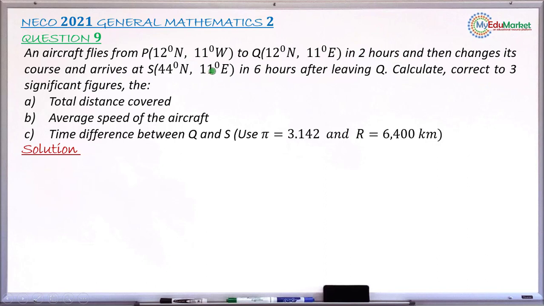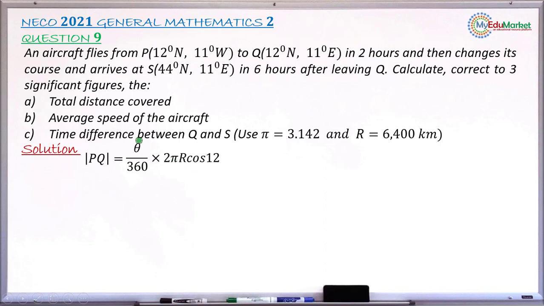So the total distance will be the distance covered from P to Q plus the distance from Q to S. Let's get the distance PQ first. Distance PQ is given by the formula theta over 360 multiplied by 2 pi r cos 12 degrees. This is the distance along a parallel of latitude. Remember, it is 2 pi small r, and that small r is always replaced by R cos of the angle of latitude. In this case, it is latitude 12 degrees north.